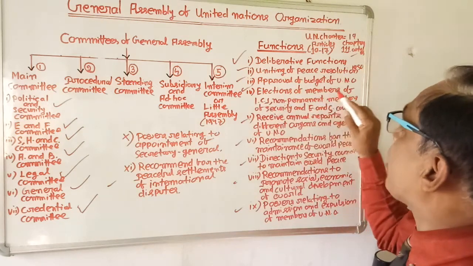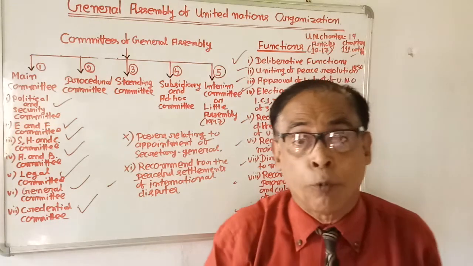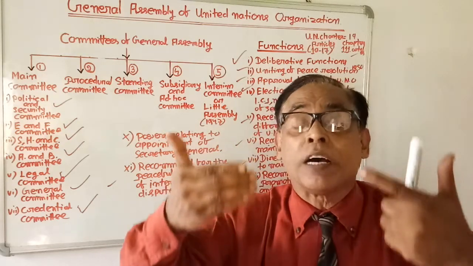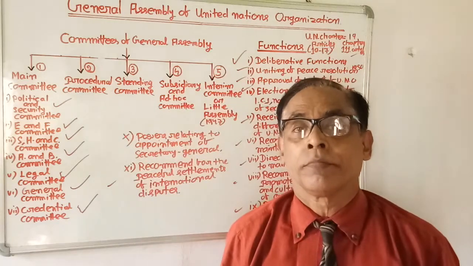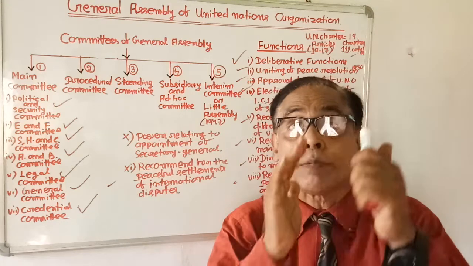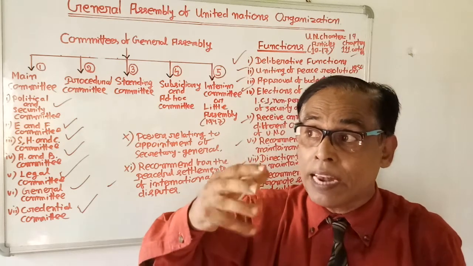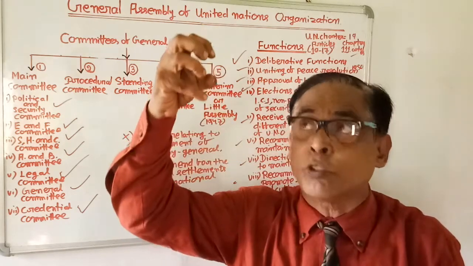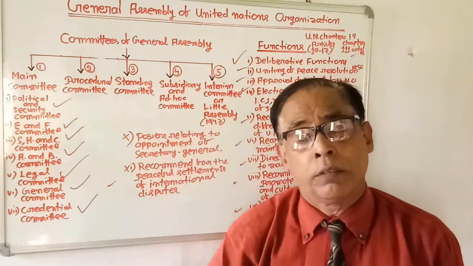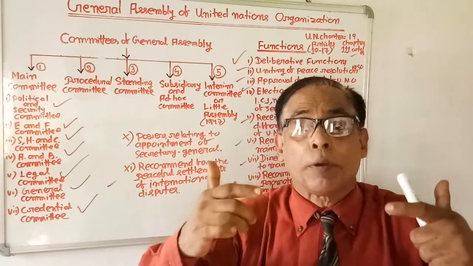Now, election of members of ICJ, non-permanent members of the Security Council and the Economic and Social Council. The fourth function of the General Assembly is to elect judges of the International Court of Justice, 10 non-permanent members of the Security Council, and members of the Economic and Social Council. So the General Assembly elects judges of the International Court of Justice, which is in The Hague. It will elect 10 non-permanent members of the Security Council, and it will elect members of the Economic and Social Council.